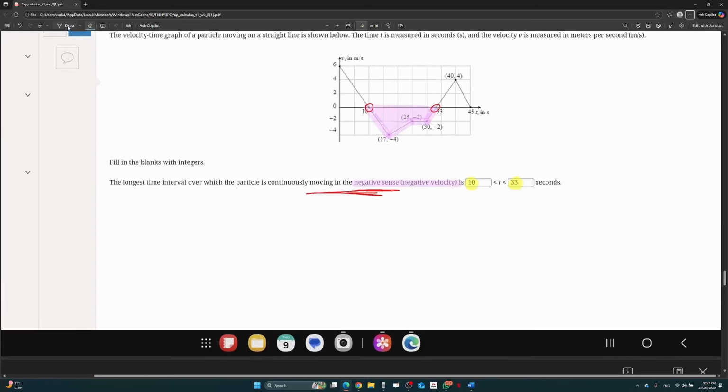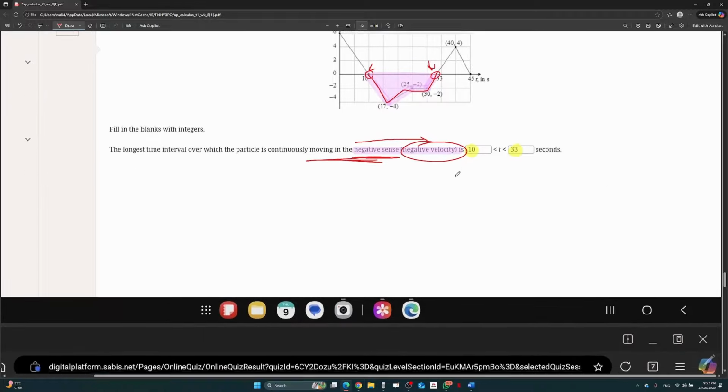Question 12. They're saying when is it moving in the negative sense, and when is it negative velocity? Come on, guys, when is the velocity negative? Bam, bam, bam. So from 10 until 33. Really, I'm not going to explain this.